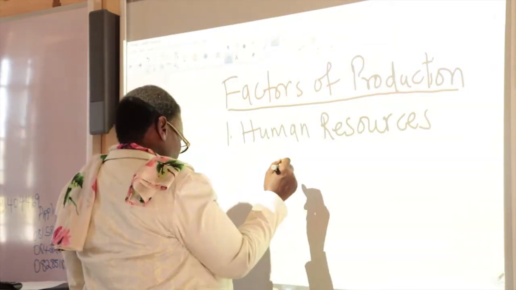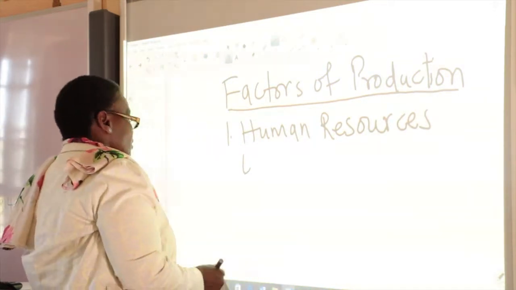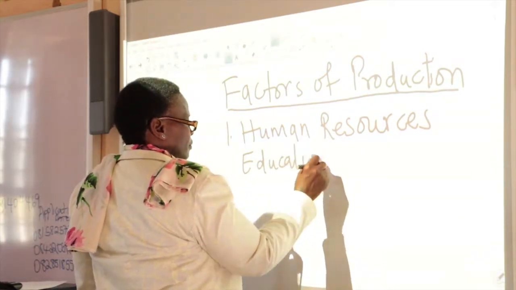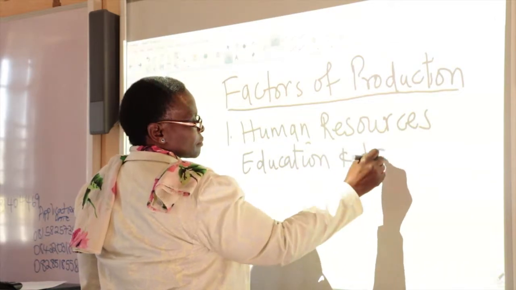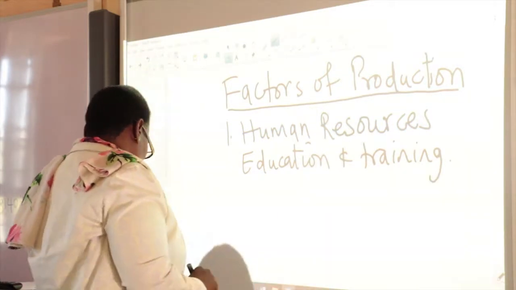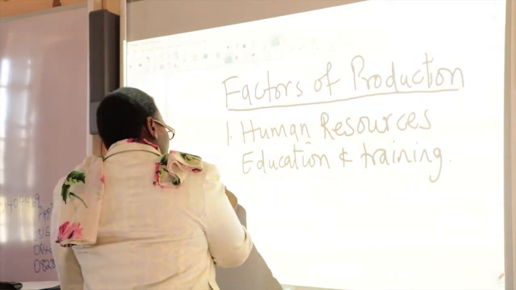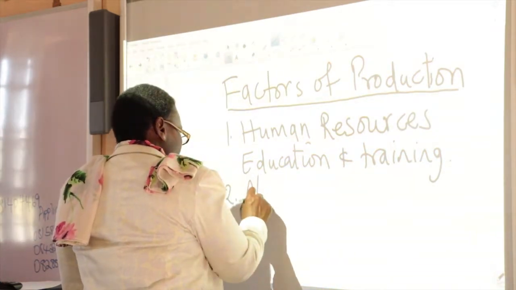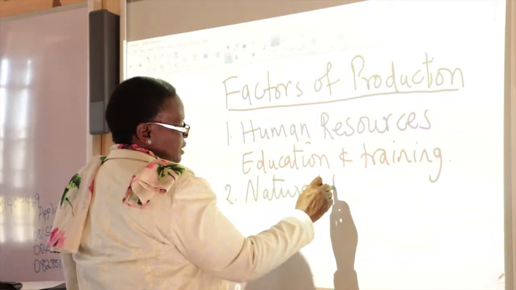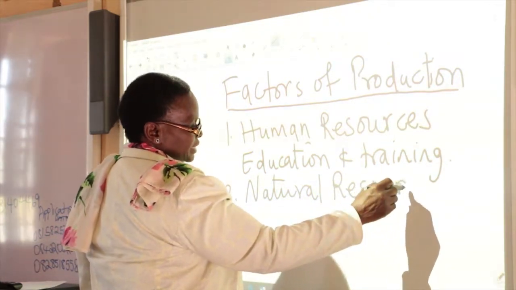So here we look at education and training, which is important to improve the skill of our workers so that they become more productive. Then the second factor of production is our natural resources. Also the same, with our natural resources, the quantity and the quality is important.